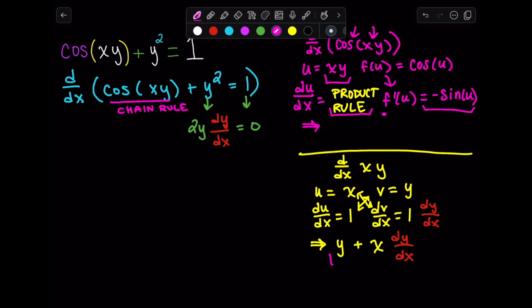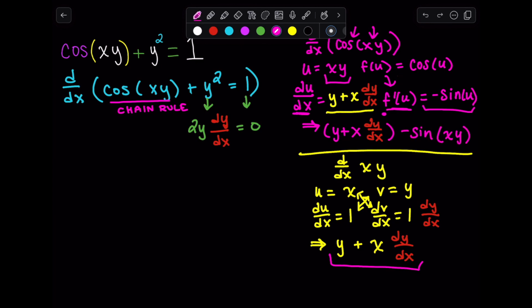So we need to plug this function into our chain rule work up here. And now we can finish out our chain rule derivative, which is going to be du dx times f prime of u. In other words, we have y plus x times dy dx, all multiplied by negative sine of u, which in this problem is xy. Now we have to take our answer to this derivative and plug it back into our initial problem. So to make a long story short, the derivative of cosine xy is actually y plus x times dy dx, all times negative sine xy. Then we add the 2y dy dx equals 0.